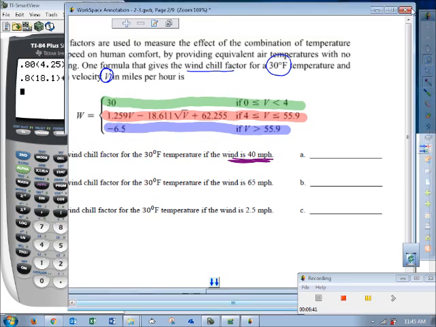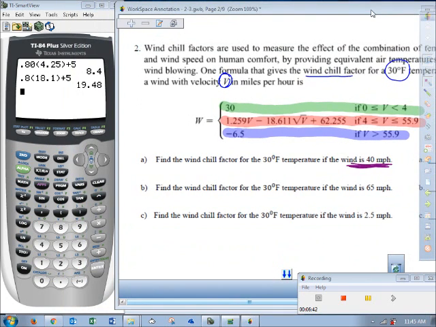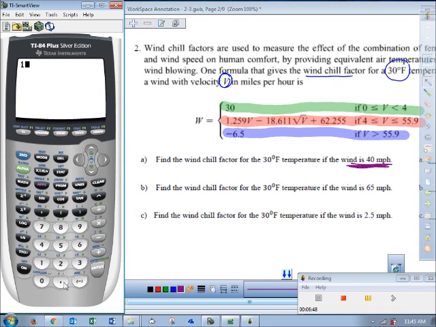So let me grab my calculator right here, and I'm going to put 40 into this guy right here. I'm just going to type what I see. So 1.259, I'm going to put the 40 in parentheses. It's always a good idea to substitute stuff in parentheses. Minus 18.611 times the square root of 40, plus 62.255. Punch that in, and it's about, let's see what they tell us to round to.